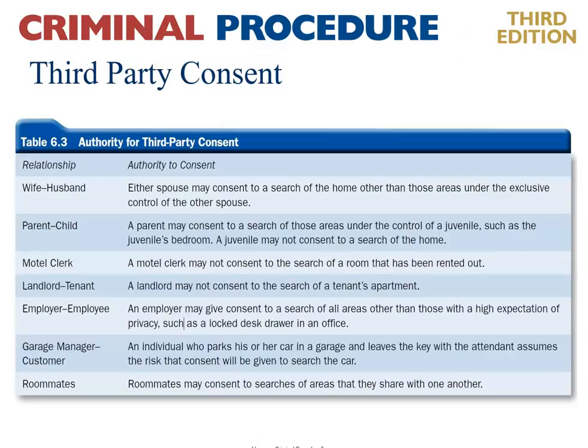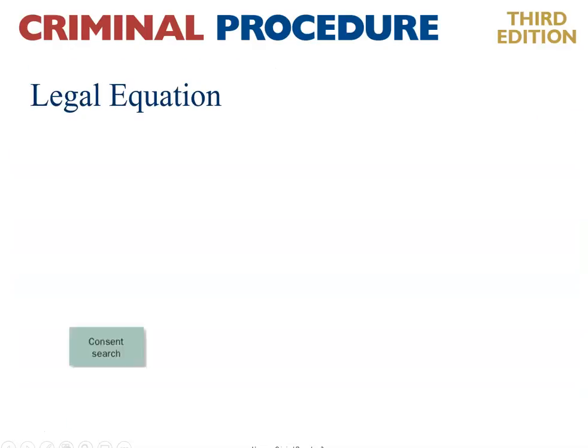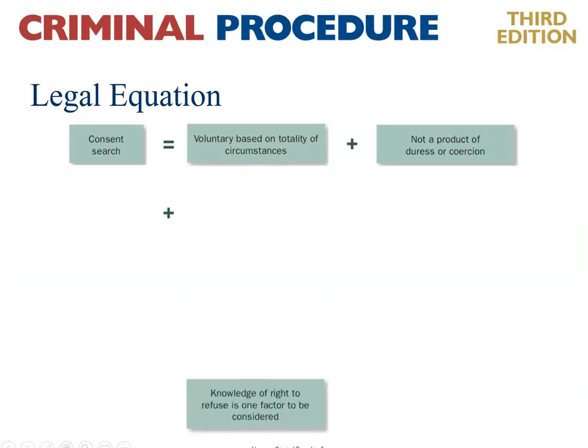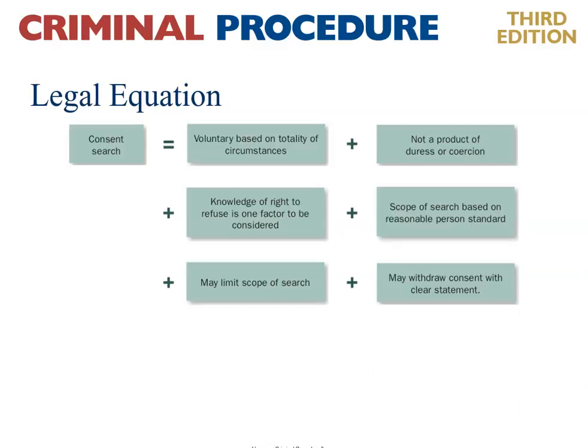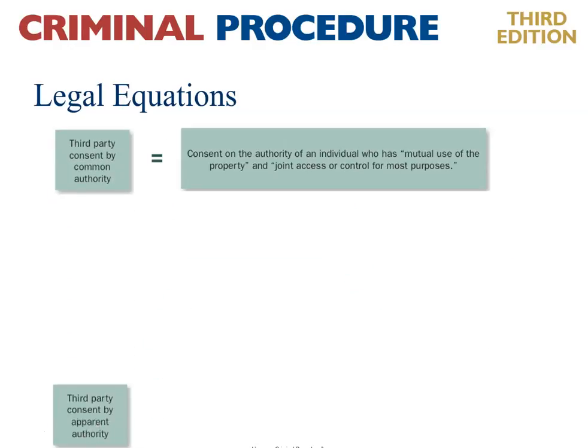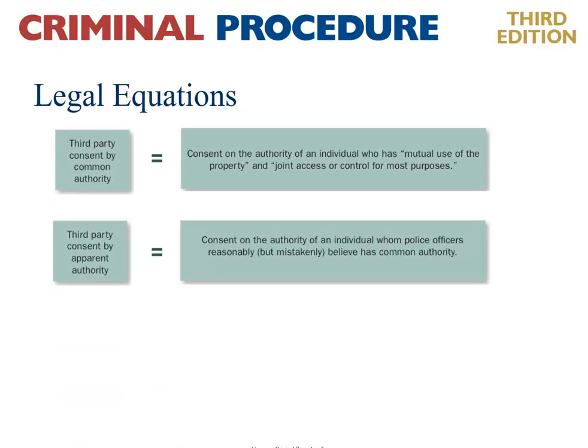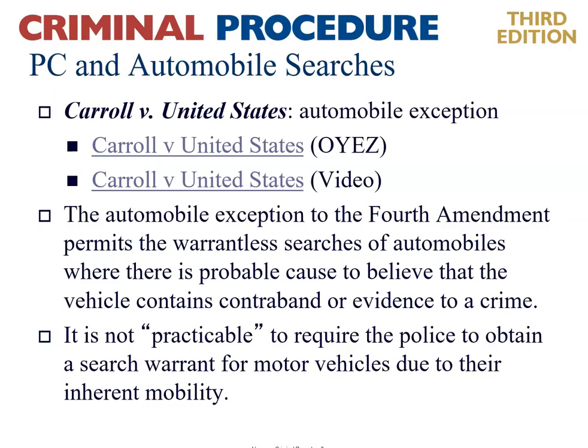So here's, to kind of give you an example, and this is in your textbook as well, a chart that talks about the relationship and the authority to consent. So you have wife, husband, parent, child, motel, landlord, employee, etc., and even roommates. And then kind of the legal equation, even though that other chart might be a little bit more helpful when it talks to consent search. Here's the legal equation. And then again, finishing up, here's the third party legal equation.